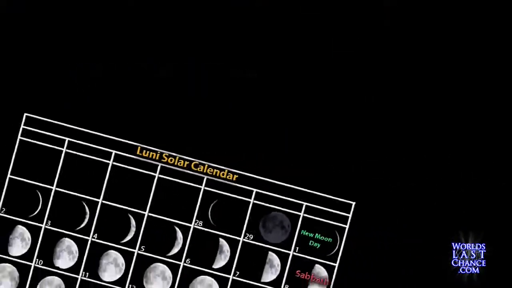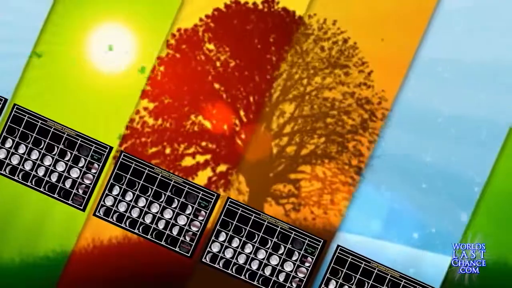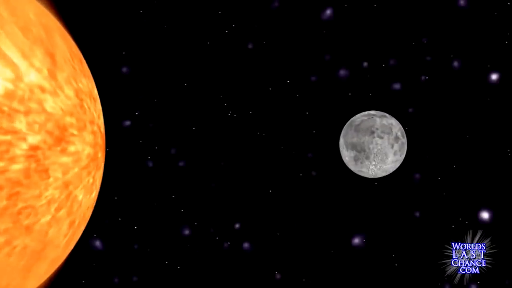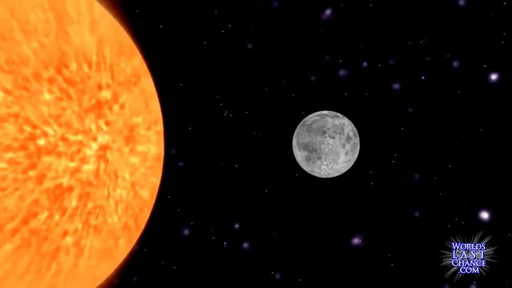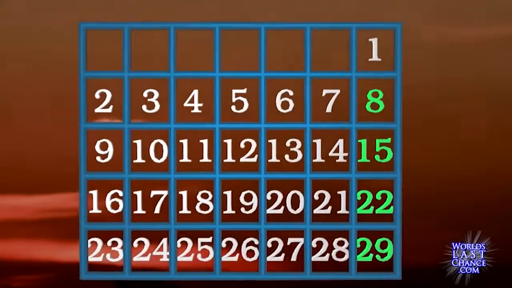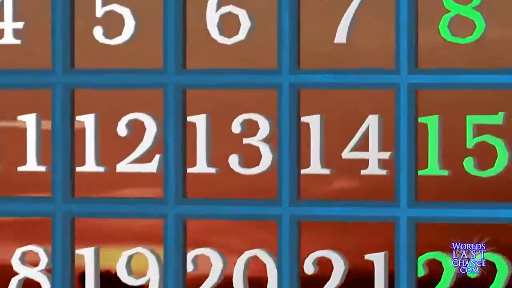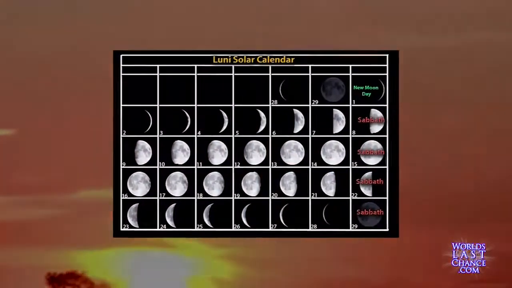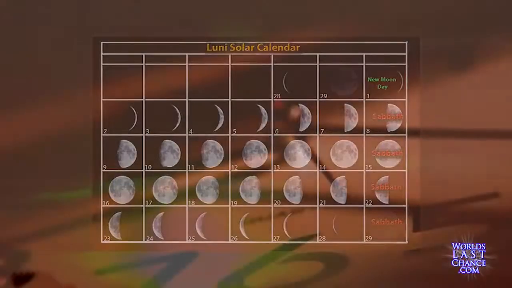Lunisolar, lunar months anchored to the solar year. The sun and the moon functioning together make a lunisolar calendar. Lunations are adjusted to the longer solar year by adding a 13th month seven times in 19 years. The weekly cycle restarts with every new moon. Each lunation has four complete weeks. The calendar established at creation is lunisolar. It is the most accurate and precise of all timekeeping systems.